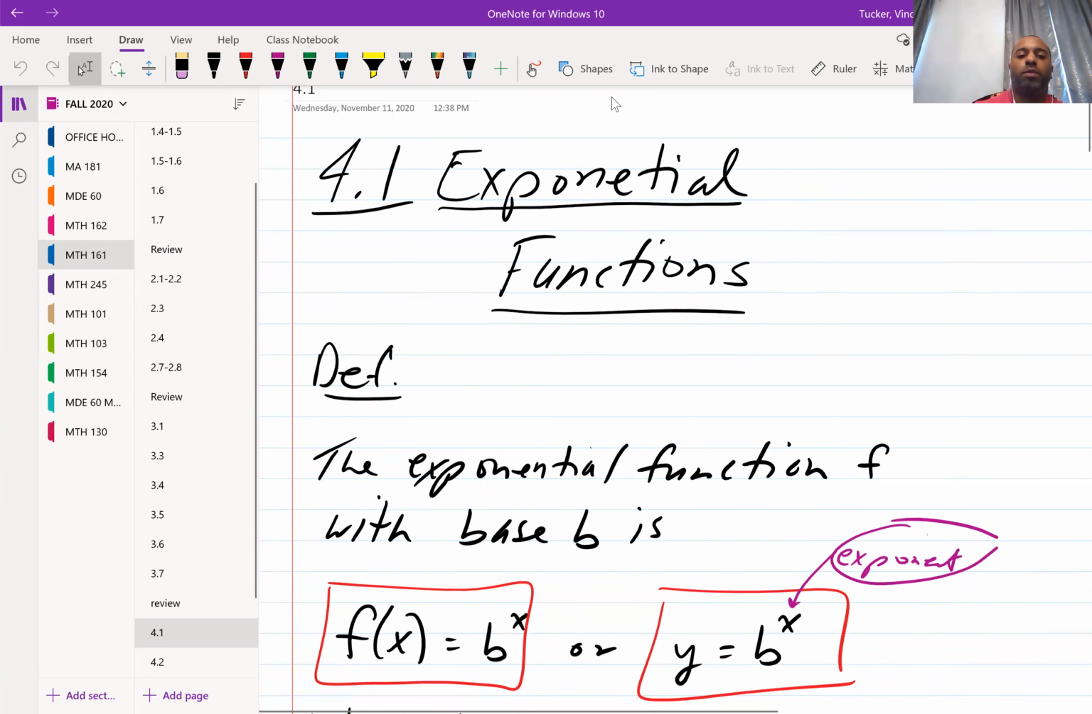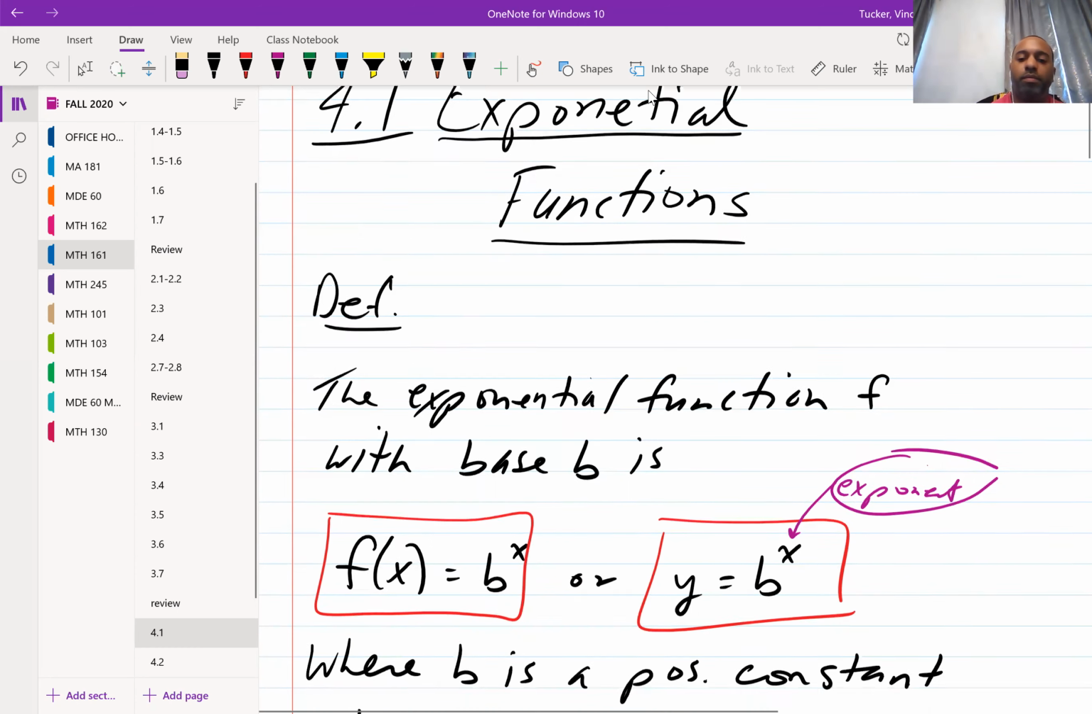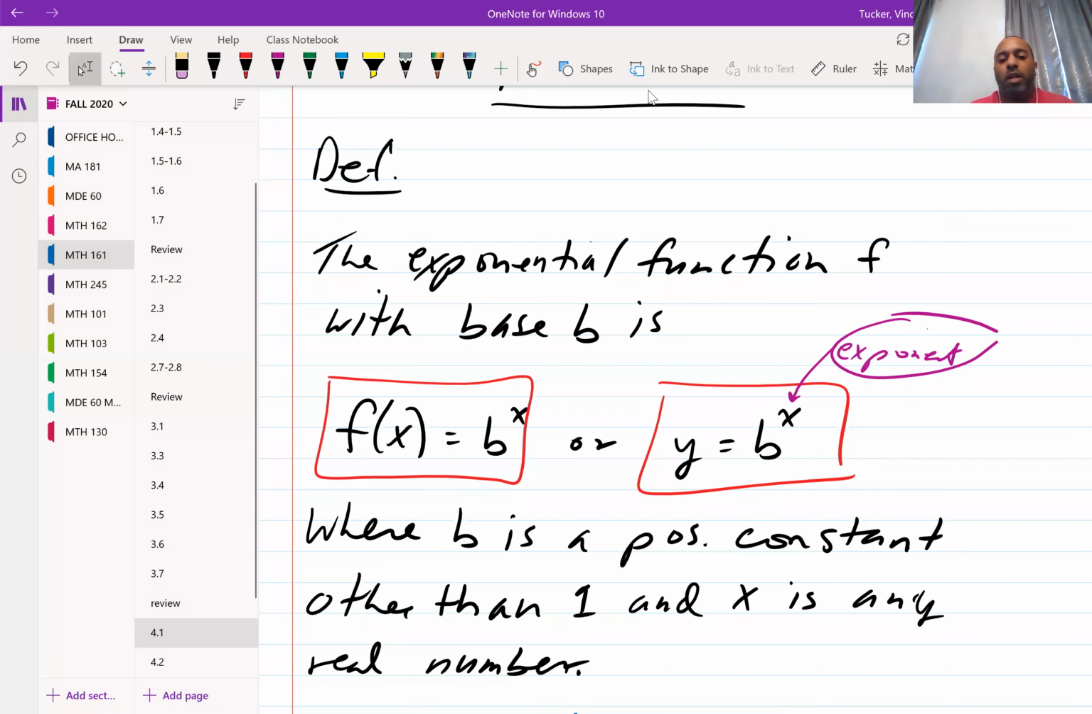All right, so exponential functions. An exponential function f with base b is written in this form: f of x is equal to b to the x power. So your variable is in the exponent, so that's what makes it exponential. Or y equal to b to the x, where b is a positive constant other than 1, and x is any real number.